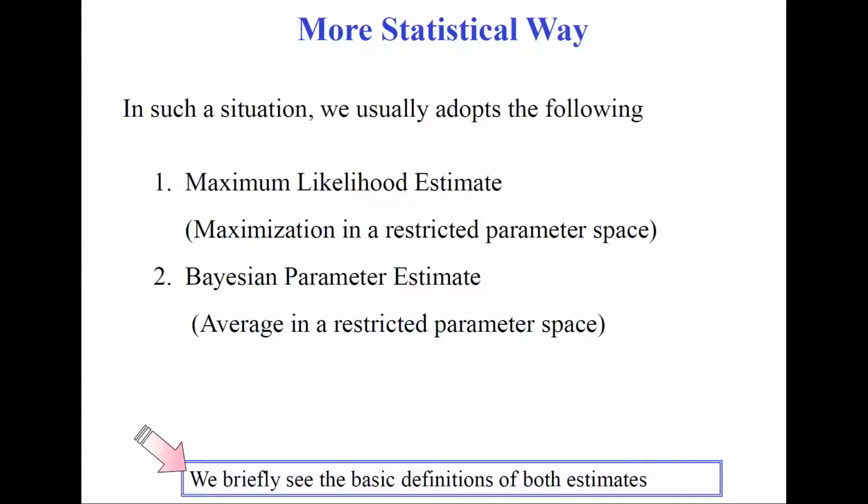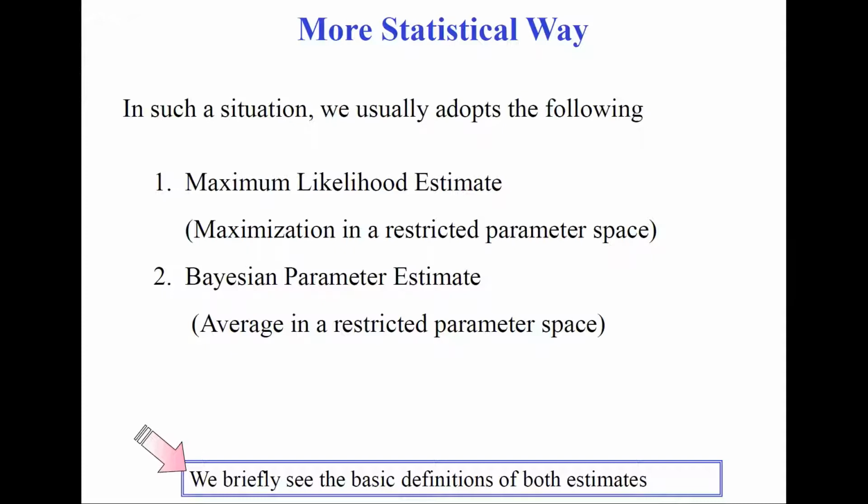Of course, this is very, very common sense in statistics, but it was something new to quantum physics around 2000. Okay, the first one is the maximum likelihood estimate. In maximum likelihood estimate, we maximize the likelihood function in a restricted parameter space. So the maximizer, as the maximum likelihood estimate, is always in a restricted parameter space.